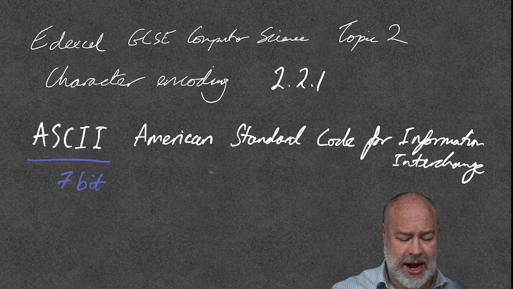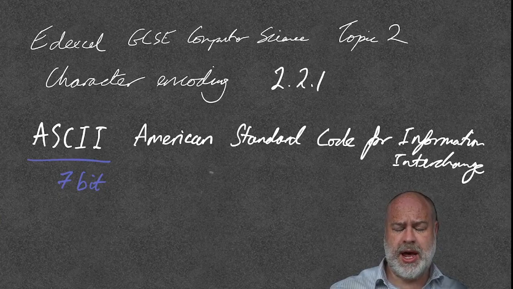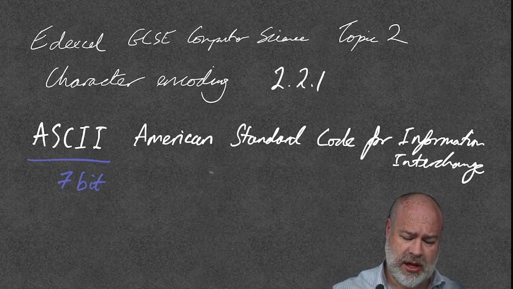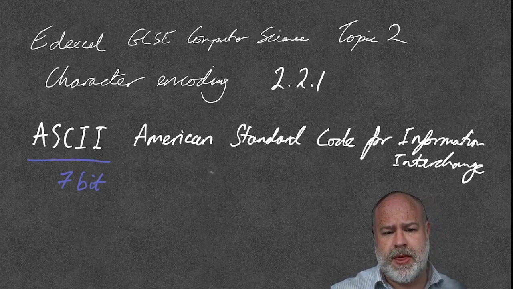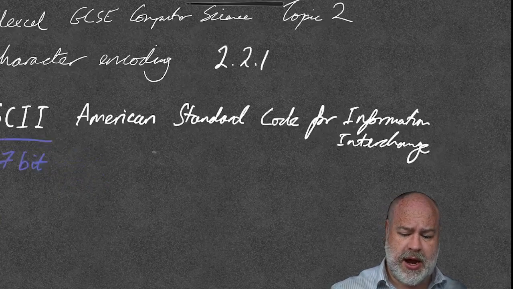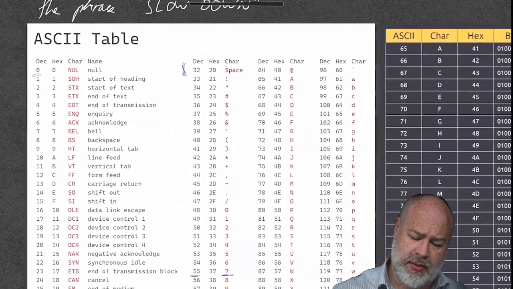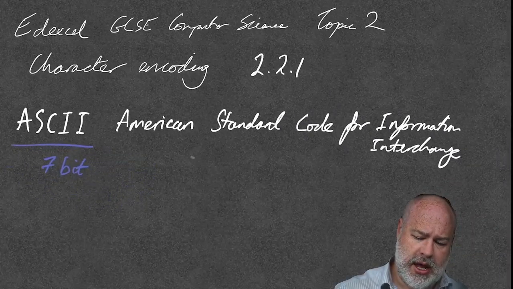We're going to be talking about character encoding from topic 2, the data topic. The reference will be 2.2.1, and this is related to the GCSE Computer Science Edexcel specification. So anytime you hit a key on the keyboard, that character corresponds to a binary code, and there is a character map that is used to map all the different binary codes, and we'll have a look at that in just a second.